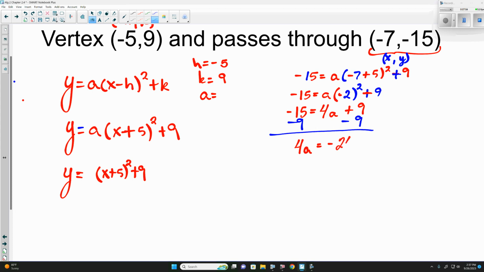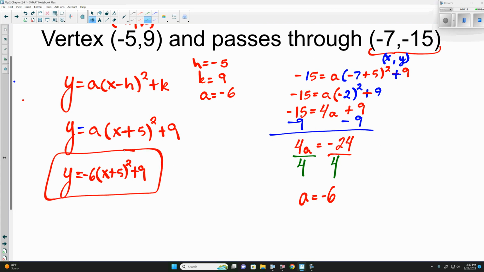Negative 24. And then we would divide by 4, telling us a is 6 is almost right. Because negative 24 divided by 4 would be negative 6. It would be positive 6 if we had been dividing by negative 4.